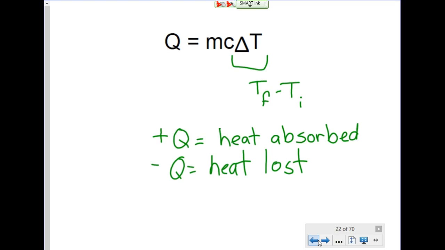Today, we're going to do some practice calculations using a new formula. Q equals mc delta T. Then we'll apply the data that you collected in your lab in order to actually calculate the heat gained and lost by the substance.